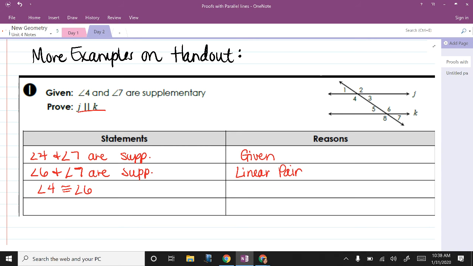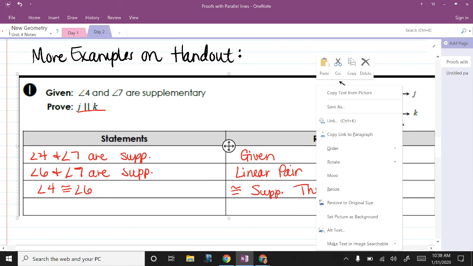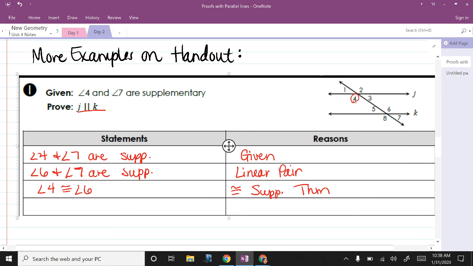Okay, so we said if angle 4 and angle 7 are supplementary and 6 and 7 are supplementary, then 4 and 6 must be congruent to each other because of the congruent supplements theorem, right? If they're supplementary with the same angle, then they are congruent to each other. Now, looking at the picture, does 4 and 6 have a relationship? What is that? They're alternate interior angles, right?